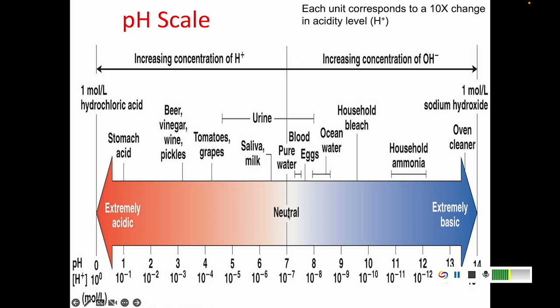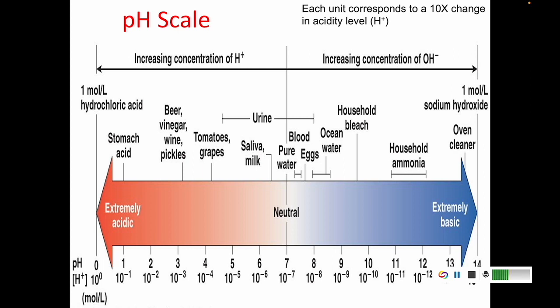Back to 7 where it's neutral. As we get higher and higher, we're getting more basic. We're having less and less concentration of hydrogen ions. So eggs have a pH of almost 8. Ocean water, about 8.5. Household bleach, almost 10. You're getting less and less hydrogen ions. You're getting more and more hydroxide ions.